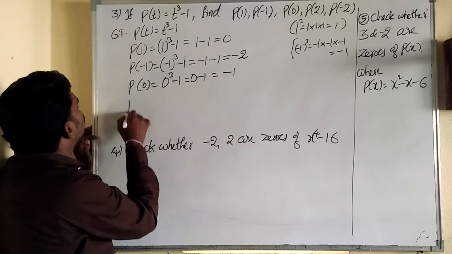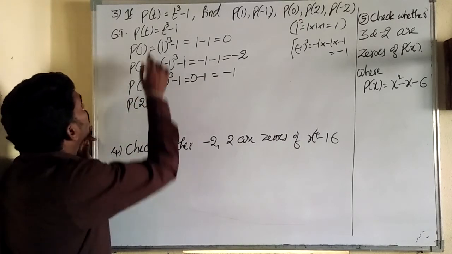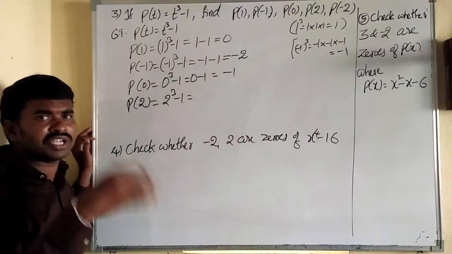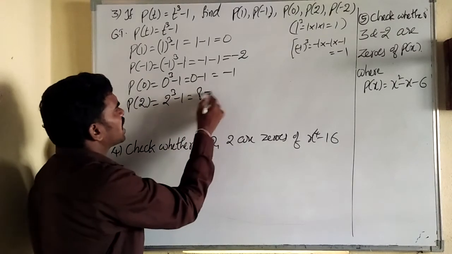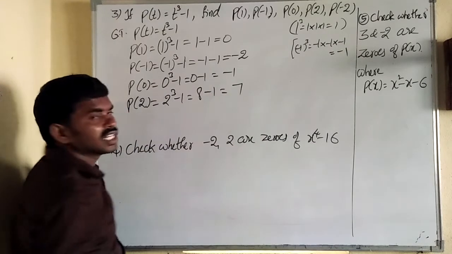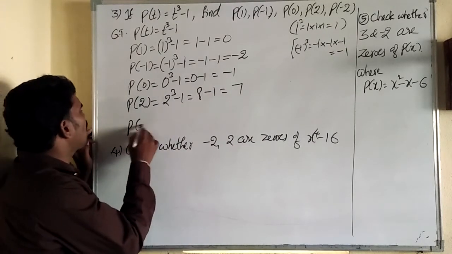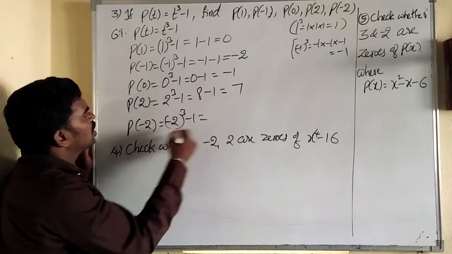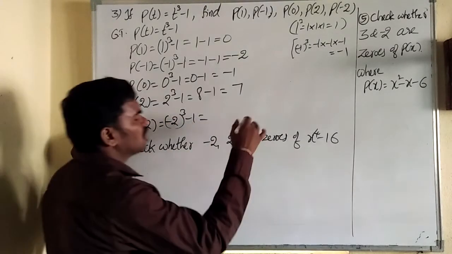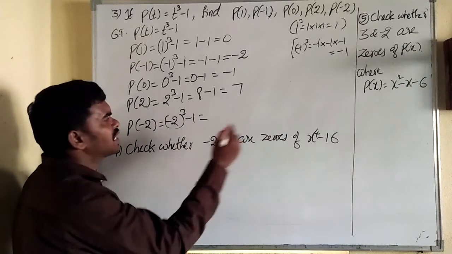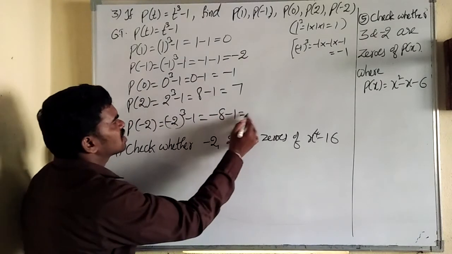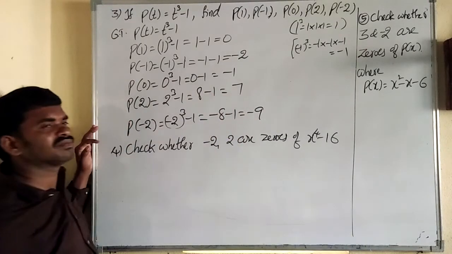Next, P of 2. So t cube means 2 cube minus 1. 2 cube means 2 into 2 into 2. How much? 8. 8 minus 1 means 7. Next, P of -2. So (-2) whole cube minus 1. (-2) whole cube, how much? -2 into -2 into -2. How much? -8. Then minus 1 as it is. So it becomes -9.